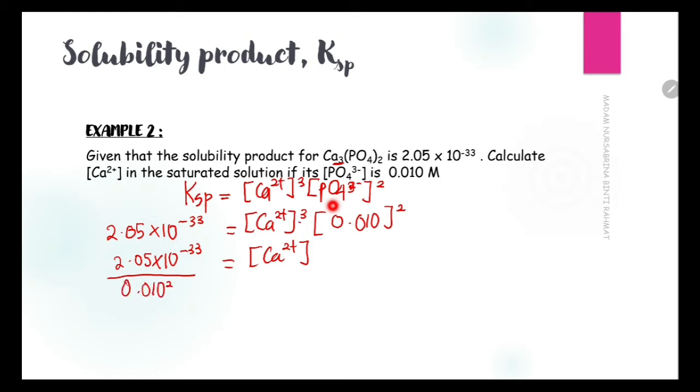So we have the calcium ion concentration to the power of 3, and if we want to know the calcium ion on its own, we have to take the cube root. This is a concentration, so it has the unit of molar, mole per liter. So the answer is 2.74 times 10 to the power of negative 10 molar, capital M.